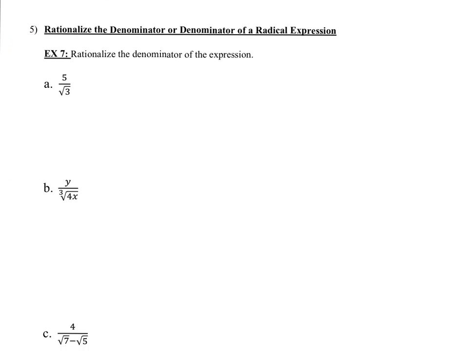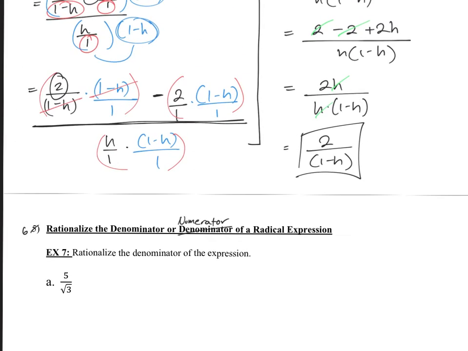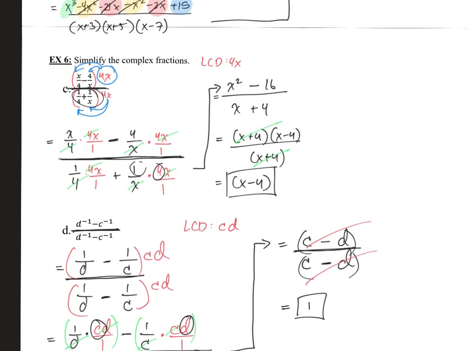Now let's take a look at the 5th objective. Alright, so the 5th objective. Actually, this is an error. This is the 6th objective. And that should say numerator. The 5th objective was the complex fractions.